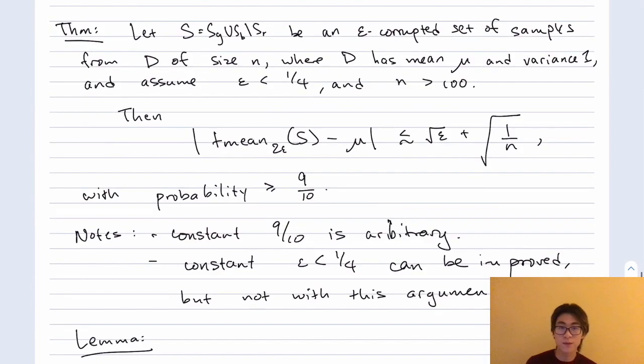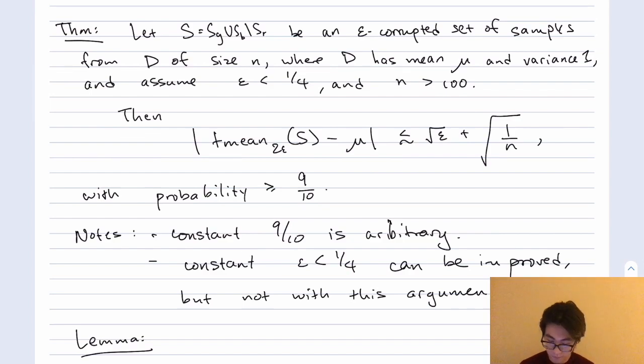So here's the theorem. Suppose S is an epsilon corrupted set of points from a distribution D that has mean mu and variance 1. And I need to make a couple of additional assumptions. So I need to assume that epsilon is at most 1/4 as opposed to 1/2 from before. And I want that n is sufficiently large. Then I have the following guarantee. If I take the truncated mean, where I truncate the top and bottom 2 epsilon quantiles of S, the difference between that and the true mean is, up to constants, at most root epsilon plus root 1 over n with high probability.